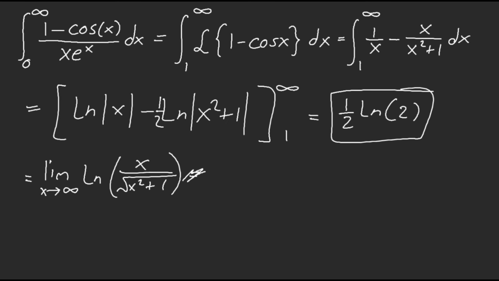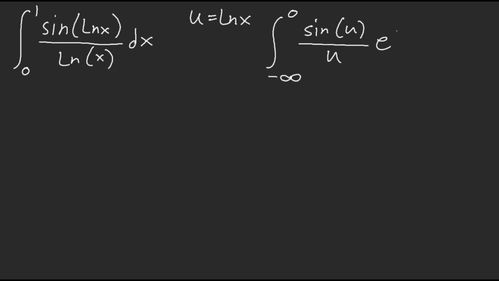Okay? All right. Next integral: sine of ln of x over ln of x. Interesting. Because there's ln of x, let's let u equal ln of x to see where this goes. Let's see, 0 is going to give us negative infinity, and ln of 1 is 0. We get sine of u over u, then e to the u. Okay. Close, but not quite.